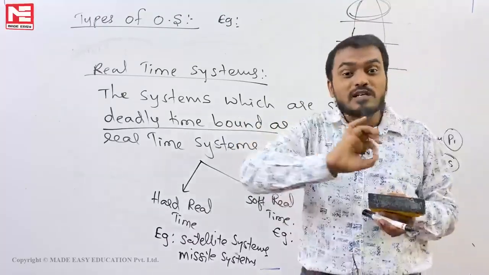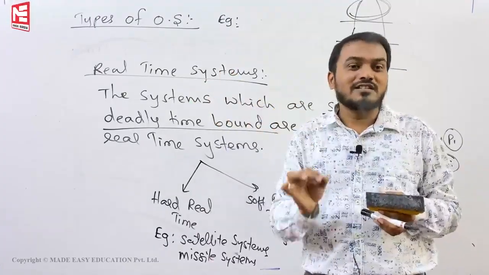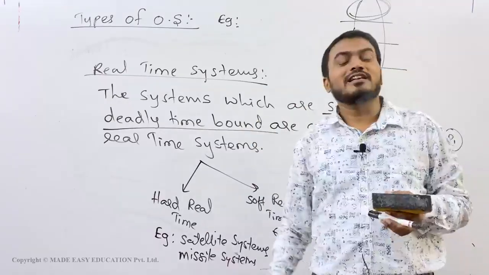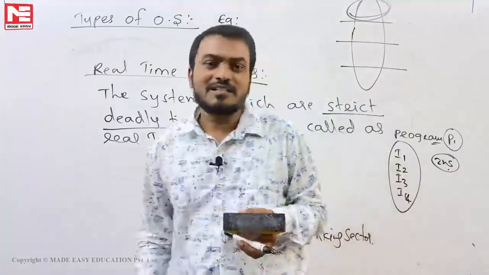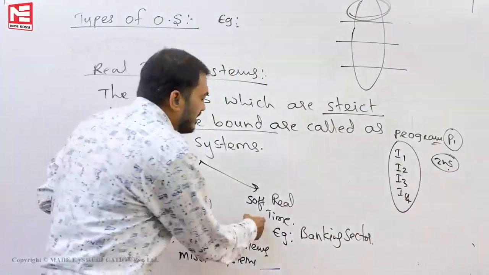So it means the strict deadly time bound. There should be no delay while executing instructions of the program. So that is called as strict deadly time bound. Is that clear? Right. So that is about hard real time systems. And next is what? Soft real time system.